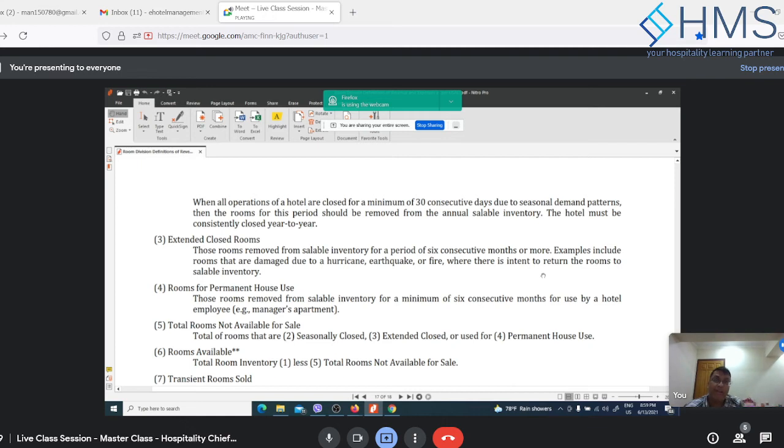If you don't have an intention of removing them for 6 months, and you say that we will see next month if we are able to open the rooms or not, then it will not form part of your extended closed rooms. So those rooms which you have closed because of the pandemic will be included in the room inventory as rooms available. So it will not be part of your extended closed rooms and will not be removed from the available inventory. So all your calculations will include those rooms as well.